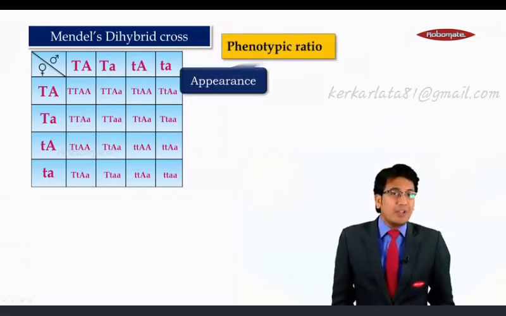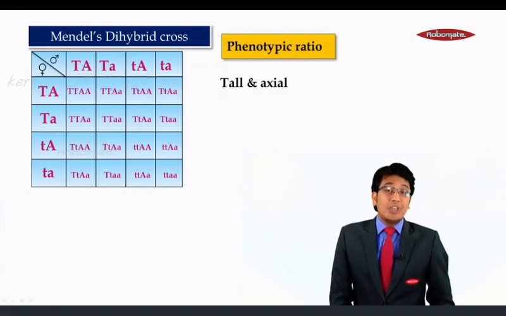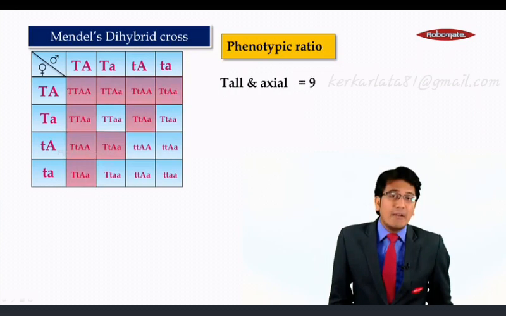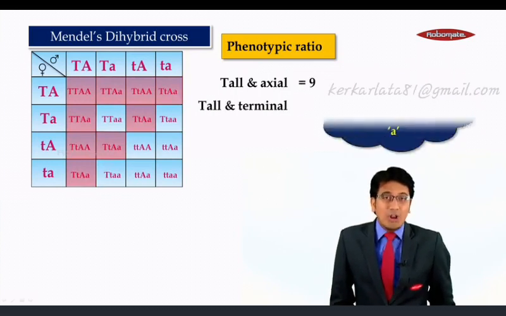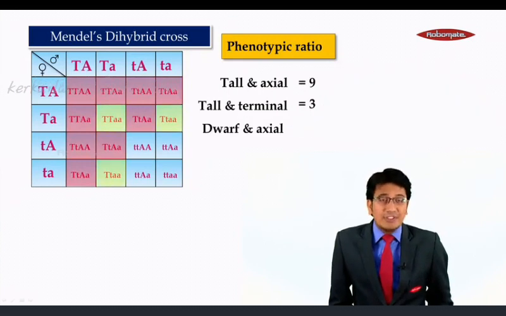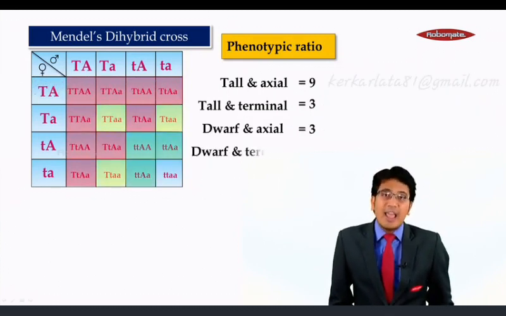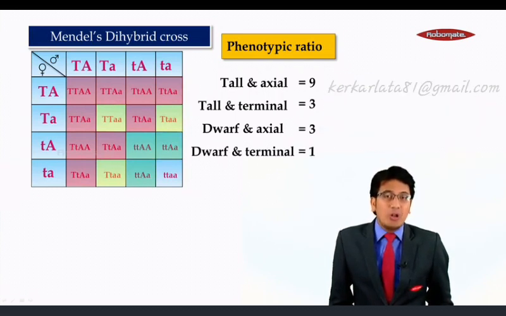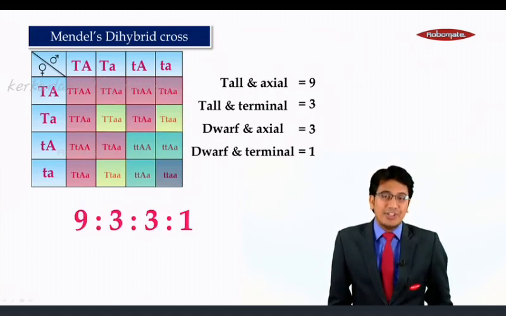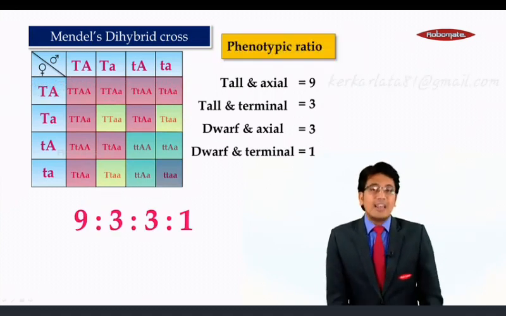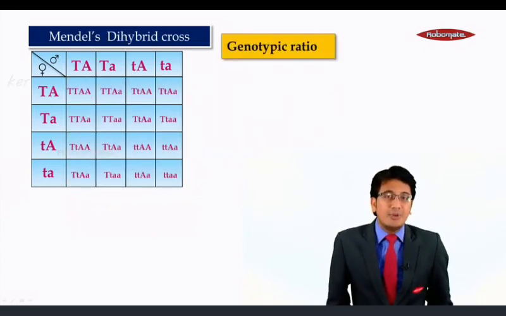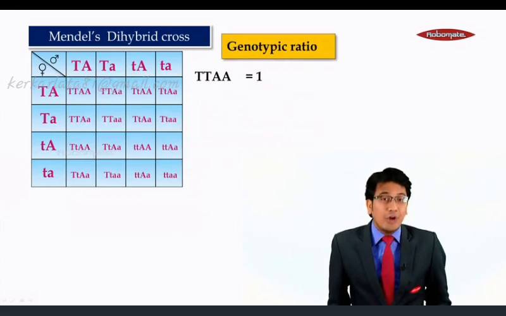So he wants the phenotypic ratio, which is the appearance ratio. He got tall and axial with capital T and capital A, and they were 9. Tall and terminal with capital T and small a, they were 3. Dwarf and axial with small t, capital A, they were again 3. And dwarf and terminal with small t, small a is 1. And the last one, which is the ratio, is 9:3:3:1.